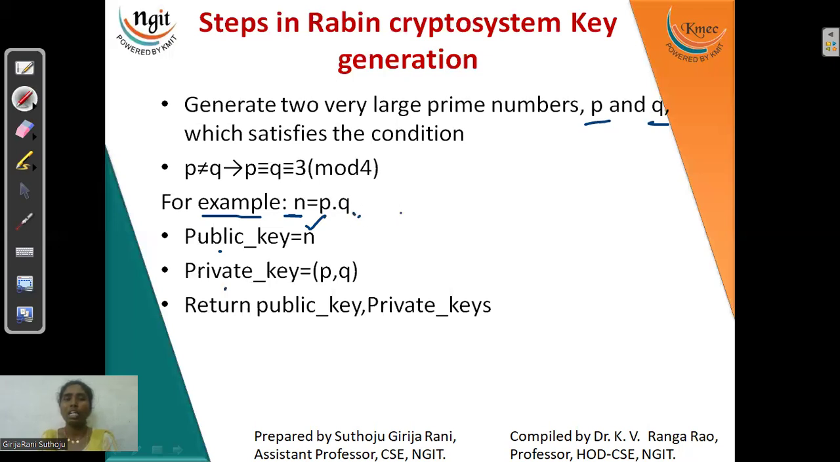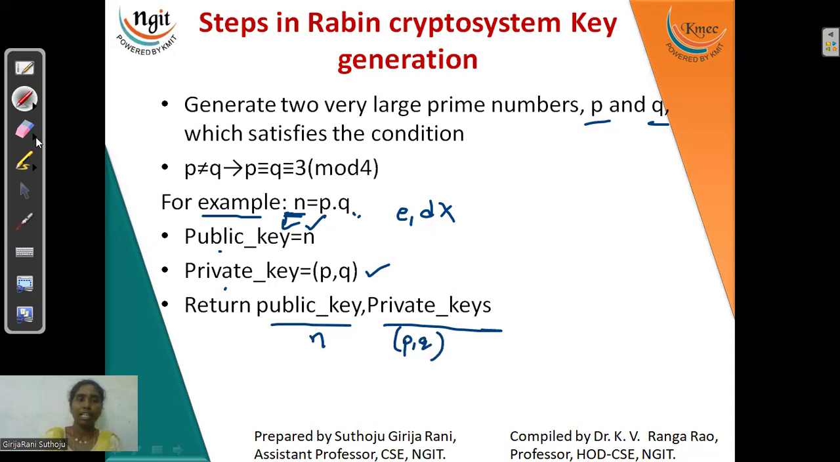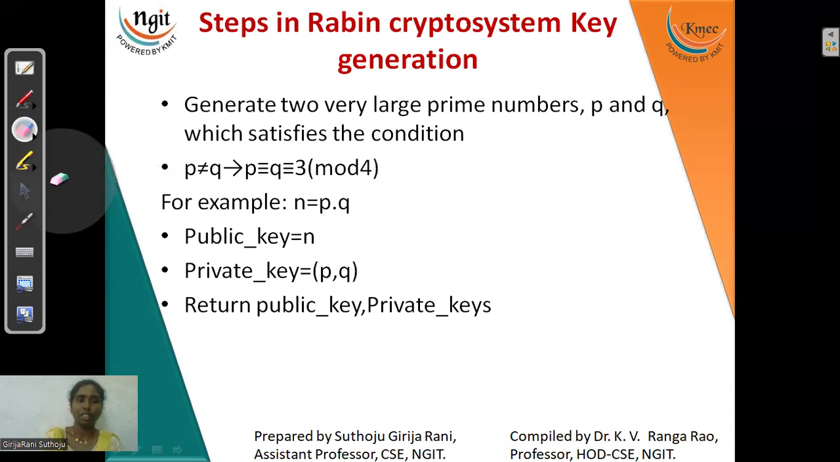See, there is no E and D concept again. Directly with whatever P and Q values we have, I'm finding n and placing that as the public key. And whatever prime numbers we have, I'm placing them as my private key directly. Okay. So I got my public key, that is n. I got my private key, that is p comma q. Now we are ready for the encryption and decryption procedure, right?